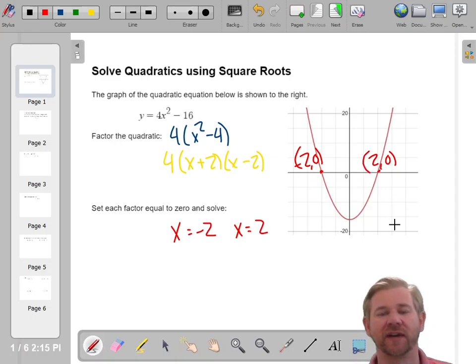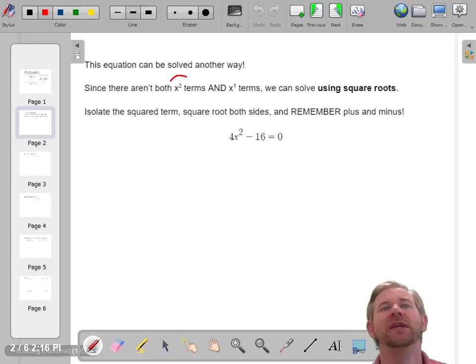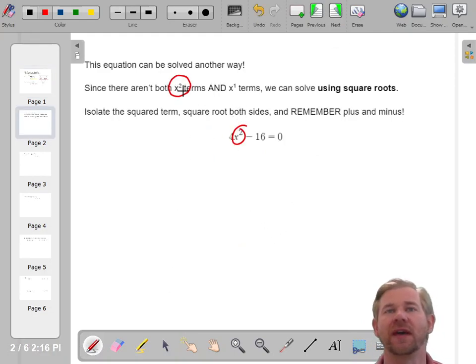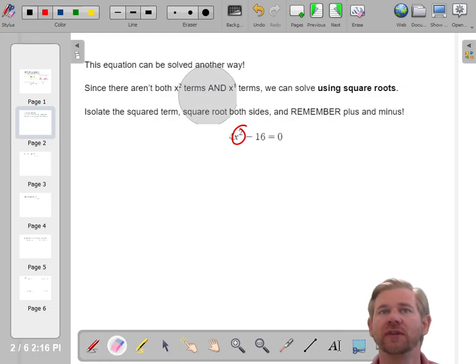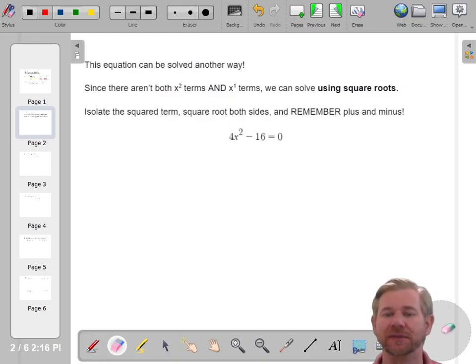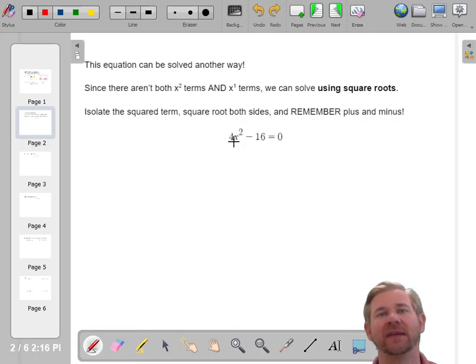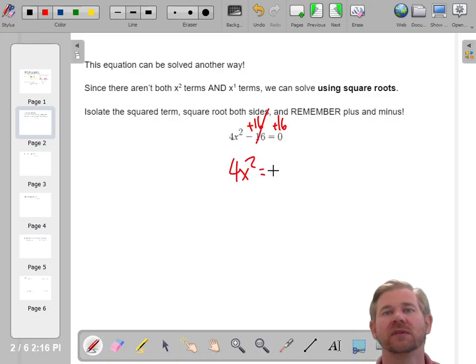Okay, so great, we know how to factor. What's different? Well, in this problem, because you only have x squareds, you don't have x squareds and x to the first, you don't need to factor, you can solve using square roots. You can treat it just like solving an equation with one extra step where you have to use the square root to help you. So what I'm going to do is isolate the squared term, and what that means in this problem is x squared. I'm trying to get x squared by itself, so I would first add 16 to both sides. Now I have 4x squared equals 16, and then I would divide both sides by 4.